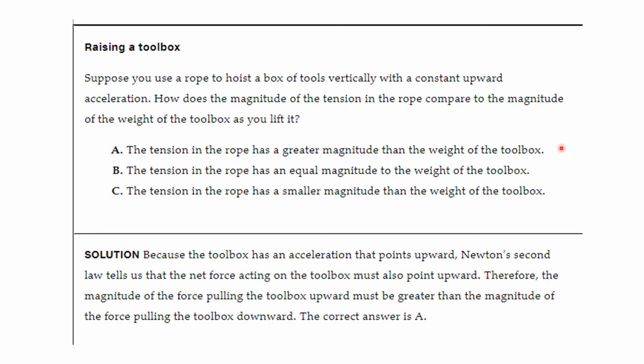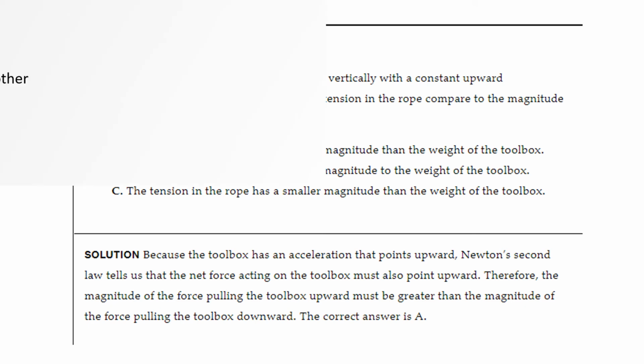Okay, here are your three choices. The tension in the rope has a greater magnitude than the weight of the toolbox, it's equal, or it's smaller. You should pick an answer, and we'll talk about the solution. Because the toolbox has an acceleration that points upward, Newton's second law tells us that the net force acting on the toolbox must also point upward. Therefore, the magnitude of the force pulling the toolbox upward must be greater than the magnitude of the force pulling the toolbox down, that's gravity. That means the correct answer is A.